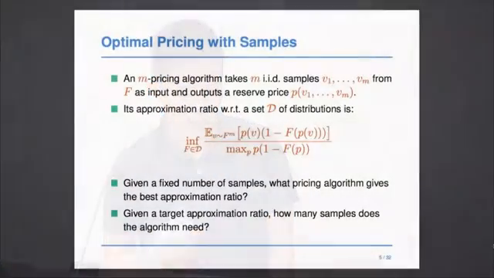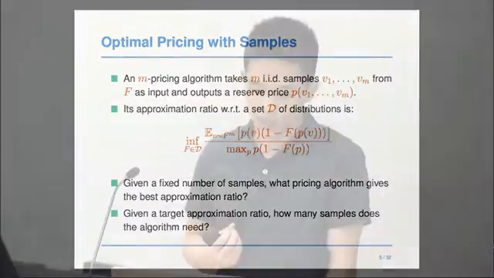And secondly, we can also ask this question in a sample complexity style. So given a target approximation ratio, how many samples does this optimal algorithm need in order to achieve that target approximation ratio? Okay? And surprisingly, even these very basic questions, for the very basic setting of a single agent, a single item, largely we don't know the right answer. We have some upper and lower bounds, but there's a pretty large gap between them, and we don't know the right answer.